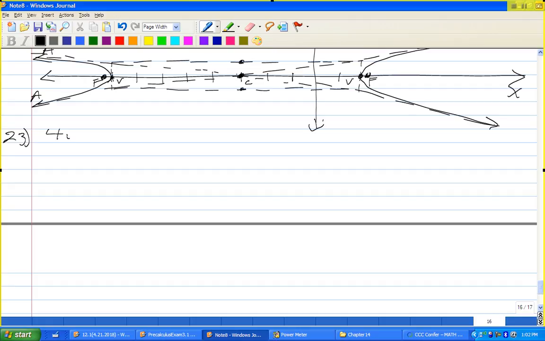4y squared minus x squared plus 8y equals 0. Okay, so let me do that. So I have a negative x squared, grouping the x's together, plus 4. Let's factor out a 4. Y squared plus 2y equals 0. Let's complete the square.